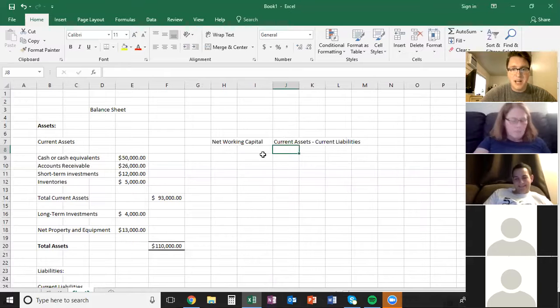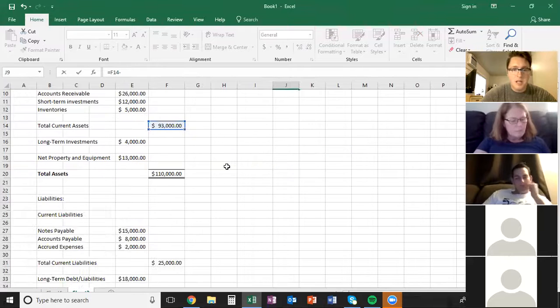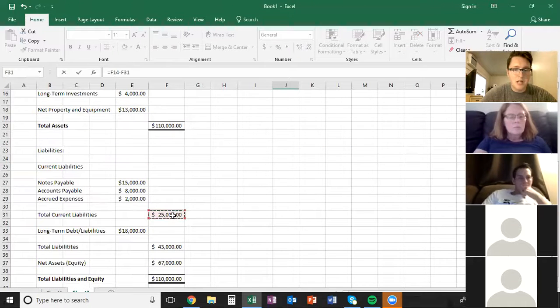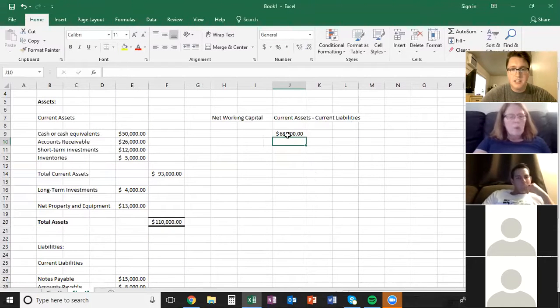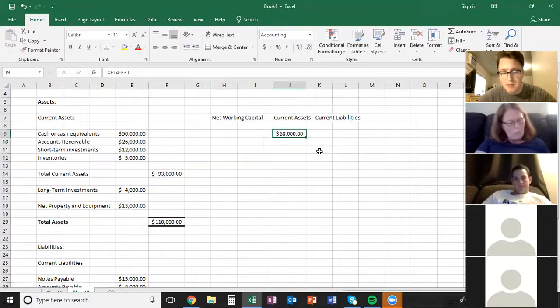All right, so net working capital is going to equal total current assets, which are 93,000 there, minus total current liabilities. There we go. Net working capital shows us if we needed to get cash quickly, or if we needed to pay off our current debts, do we have the capacity to do so?